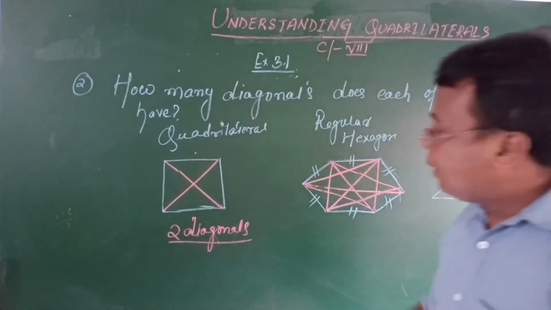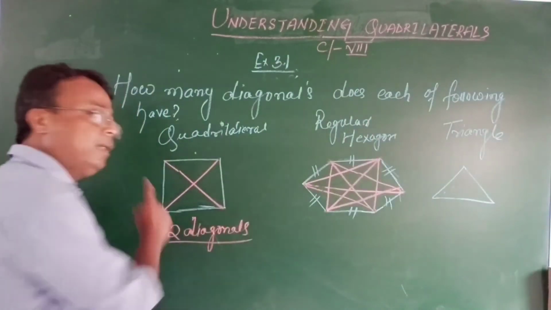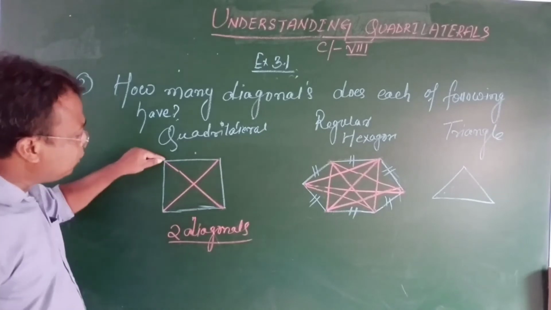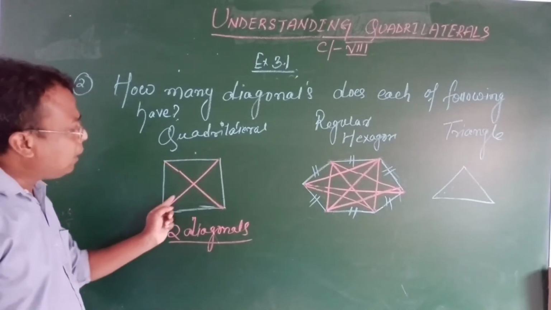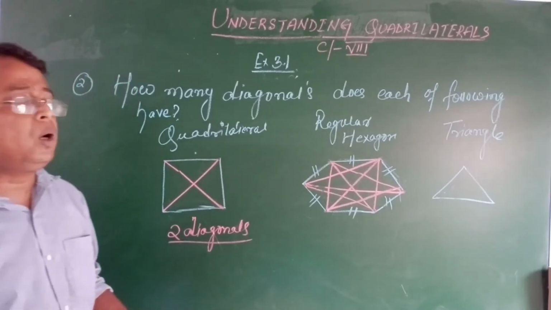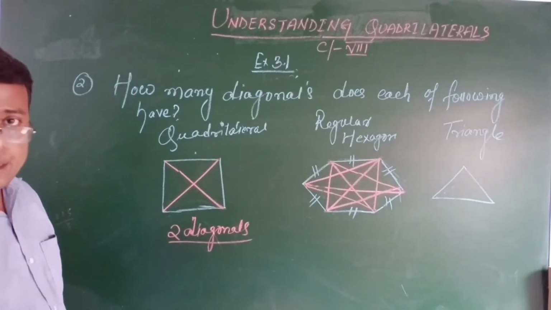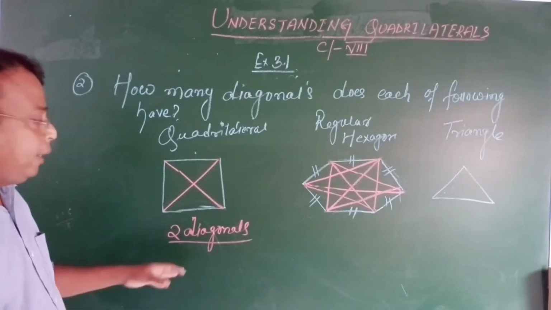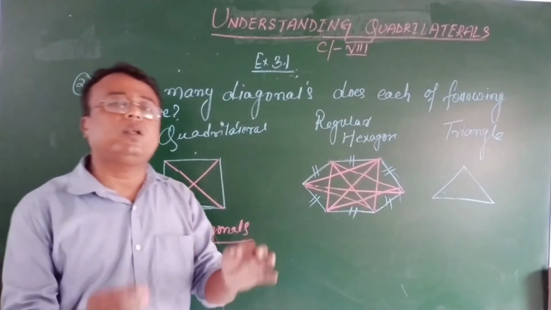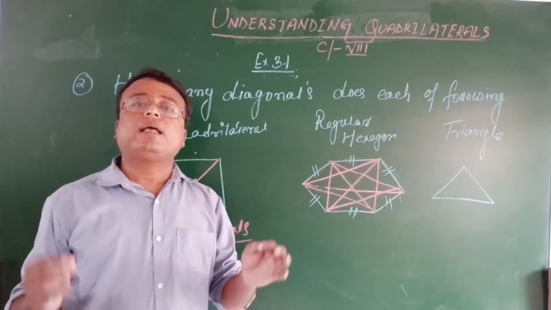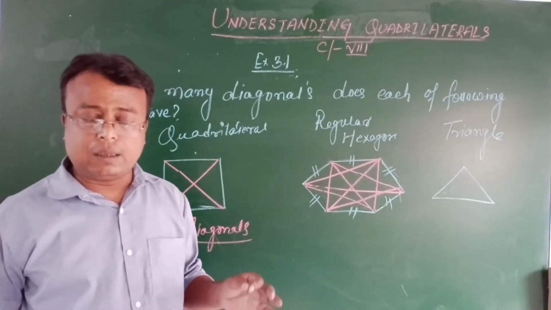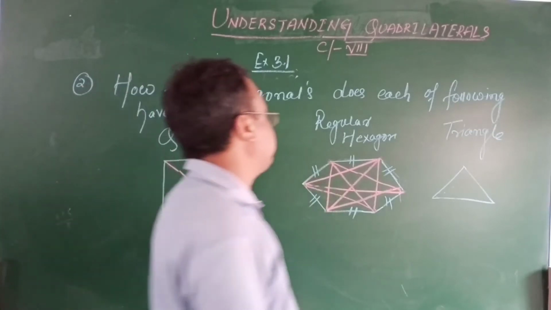Now in this question, you have to tell how many diagonals you can draw here. In a quadrilateral, you see, this is one diagonal, this is another diagonal. Can you draw any more diagonals here? No, you cannot. So only 2 diagonals. What is a diagonal? A diagonal is a line segment joining opposite vertices.